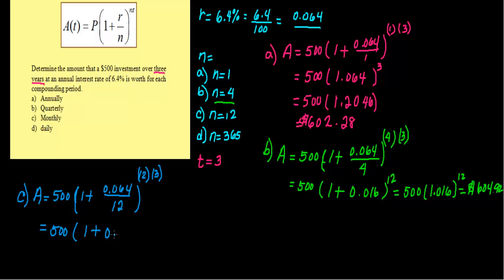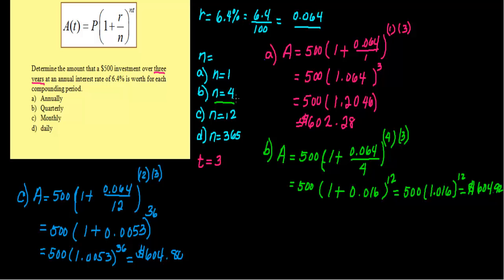That's 0.0053 raised to the 36th power. Now you add these two numbers. You have 1.0053 to the 36th power, which is 1.0053 raised to the 36th power times 500. $604.80. That's letter C. Now we're going to do letter D.